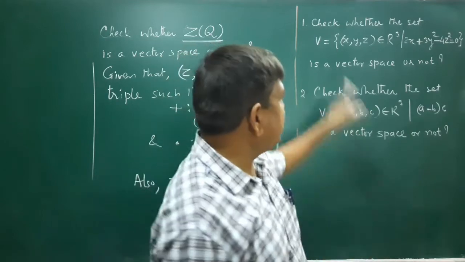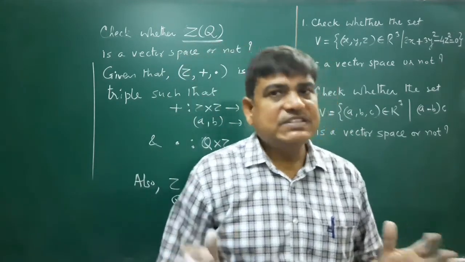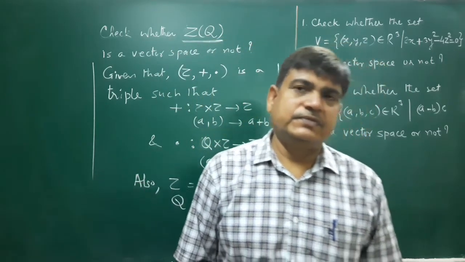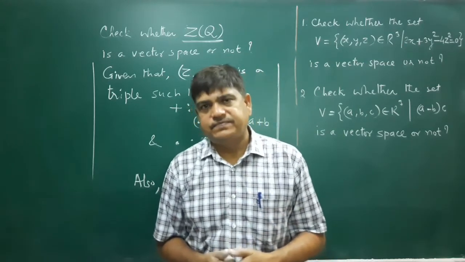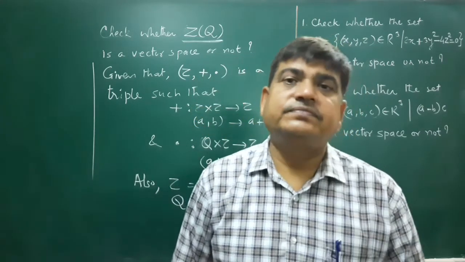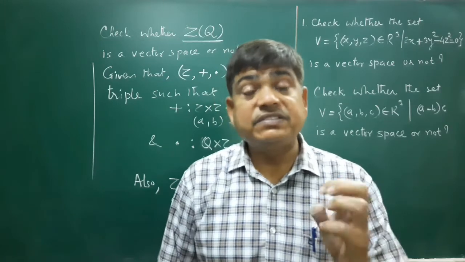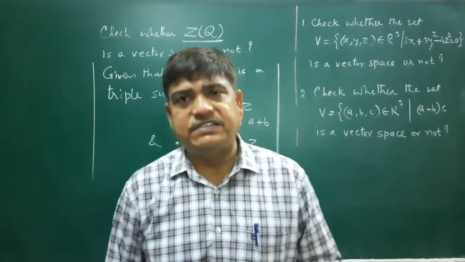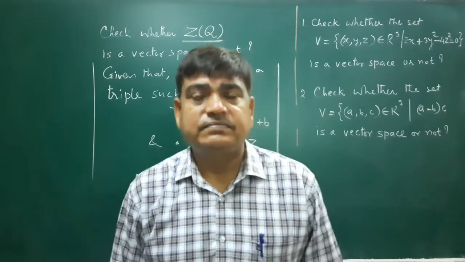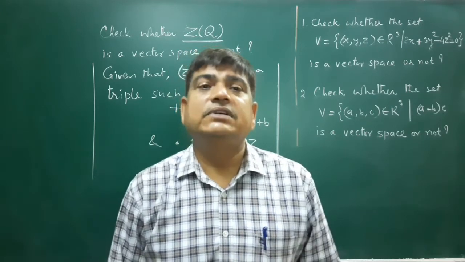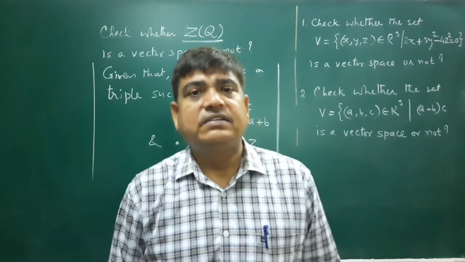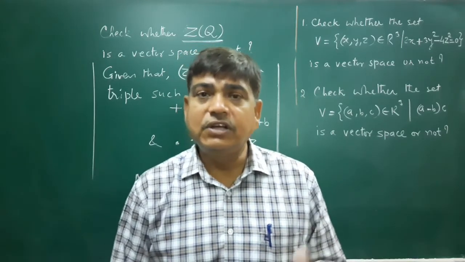Whenever we have to verify whether the given set is a vector space or not, then first you have to identify the set which is given. First point, which set is given. First, identify the set. Second, the nature of the elements of that set. Third, the composition defined, means binary composition defined. And fourth, the rule of the composition.